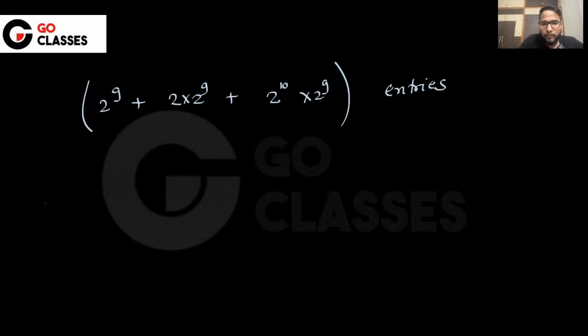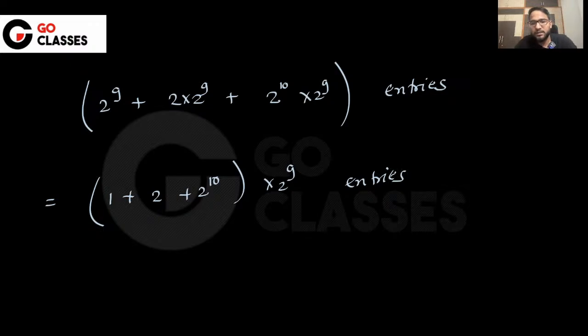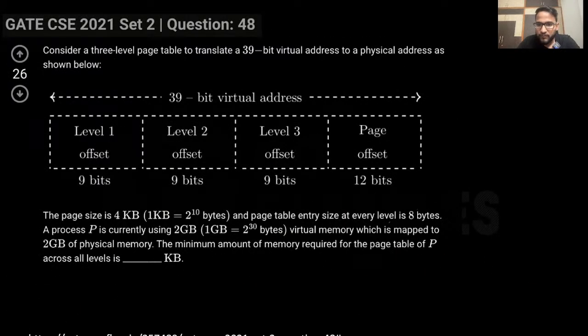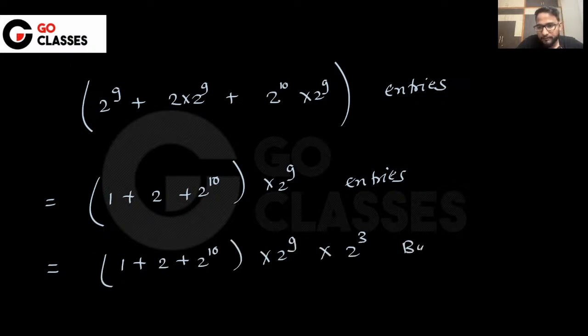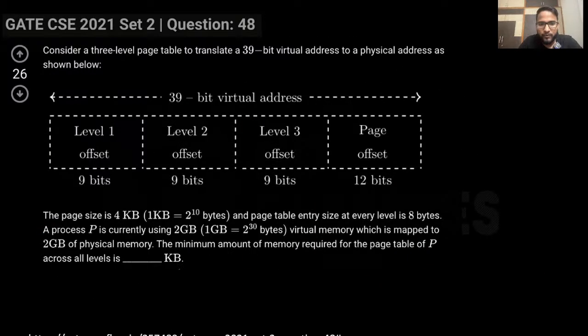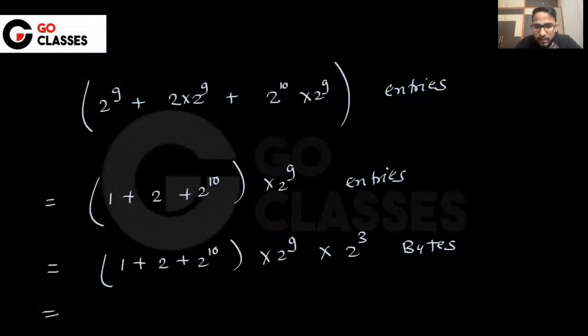So if you take 2 power 9 common, it will be 1 plus 2 plus 2 power 10, into 2 power 9 entries. Again, it is just entries, and they have given the entry size, I think. Yeah, this is 8 bytes, right? So you can just multiply by 8, which is 2 power 3 bytes. They want the answer in KB, right? Kilobytes, they want the answer in KB. So let's first convert that to KB, which means 2 power 9 into 2.